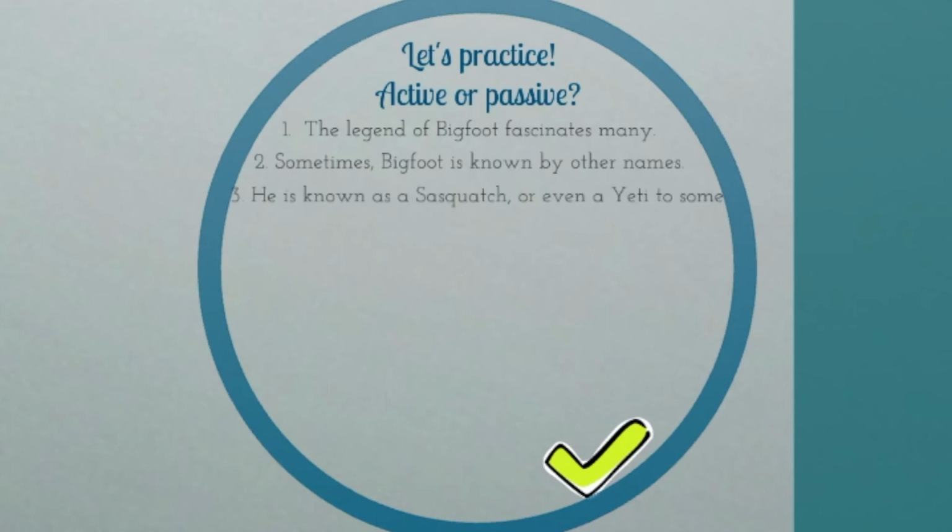Number 3: He is known as Sasquatch, or even a Yeti to some. Look for the subject, he. Look for the verb, is known. This is the same example as number 2. Here we have two verbs working together, and he is the one being known. The action is being done to the subject. This is another example of a passive voice sentence.